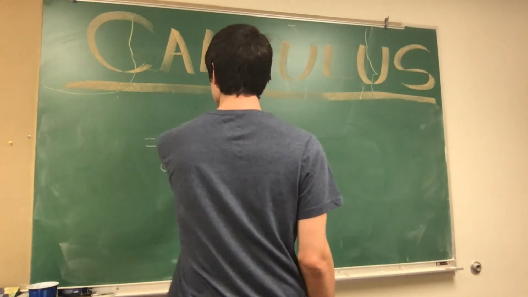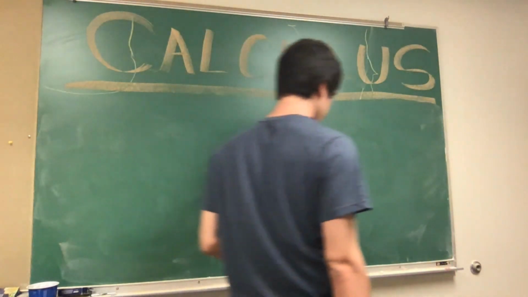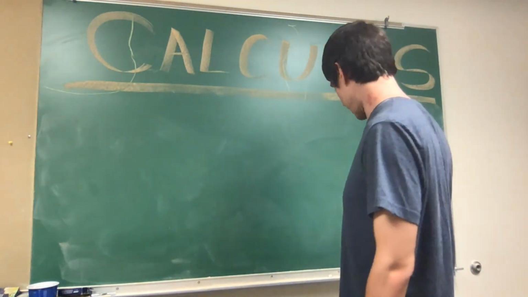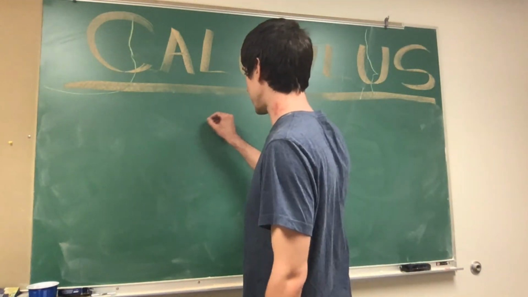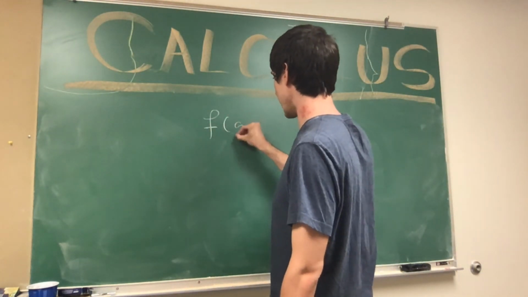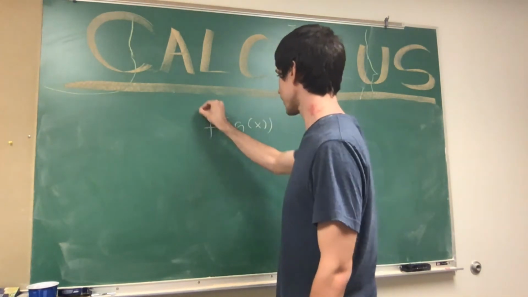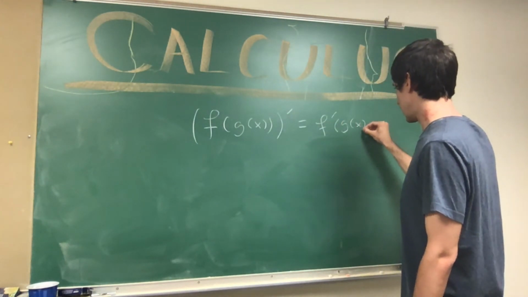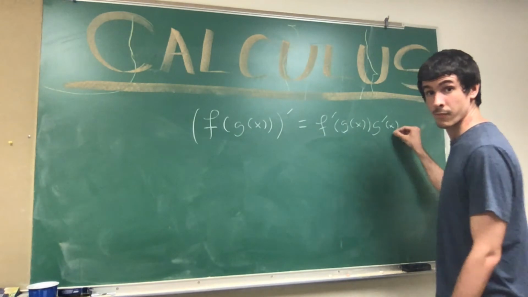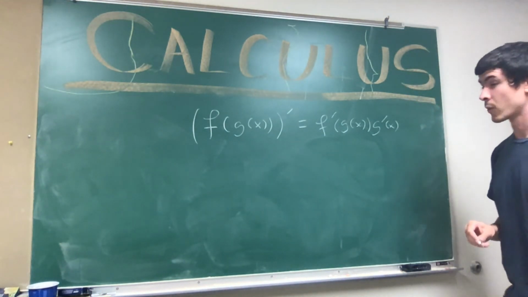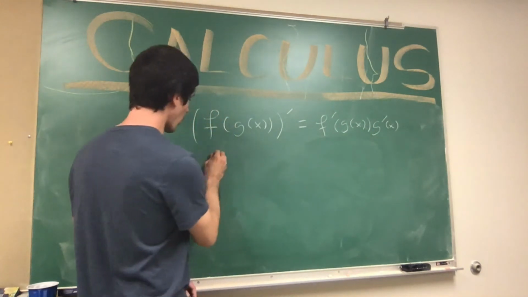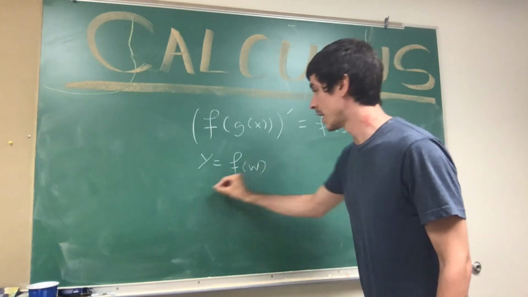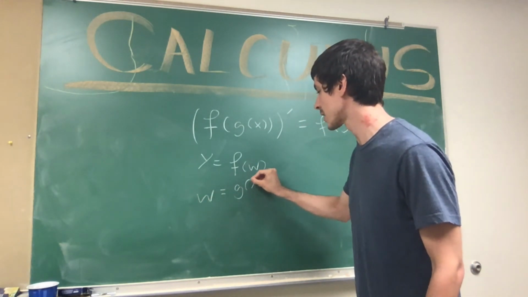And the conversion is as follows. It might be clear at this point what the general rule is, but I'll just write it in completely clear terms. So, recall before we had the chain rule written like this: f prime of g of x times g prime of x. But we could rewrite this. We could say y equals f of w, and w equals g of x.